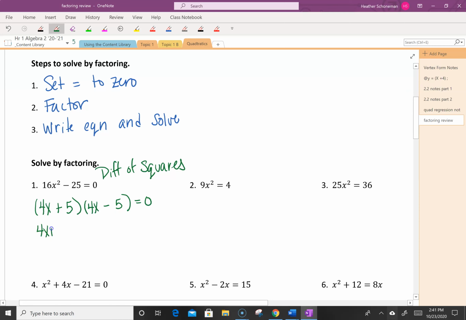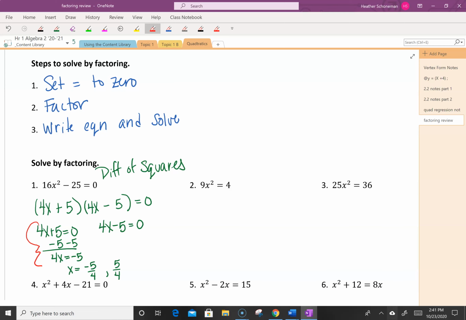Now I can write my two equations, and then I can solve them. Here to solve, I'm going to subtract 5 from both sides. So I get 4x equals negative 5, so x is negative 5/4. This one over here is going to give me positive 5/4. Now, this step right here, I think most of you can do in your head, and I'm not going to be writing it out each time, but that's what we're doing.